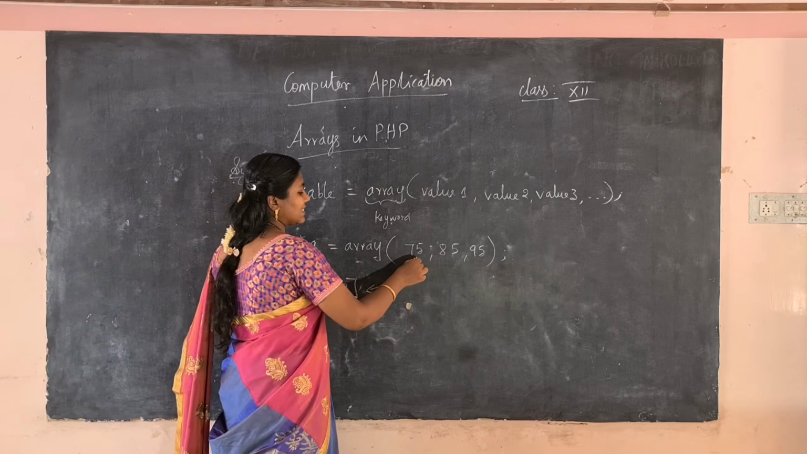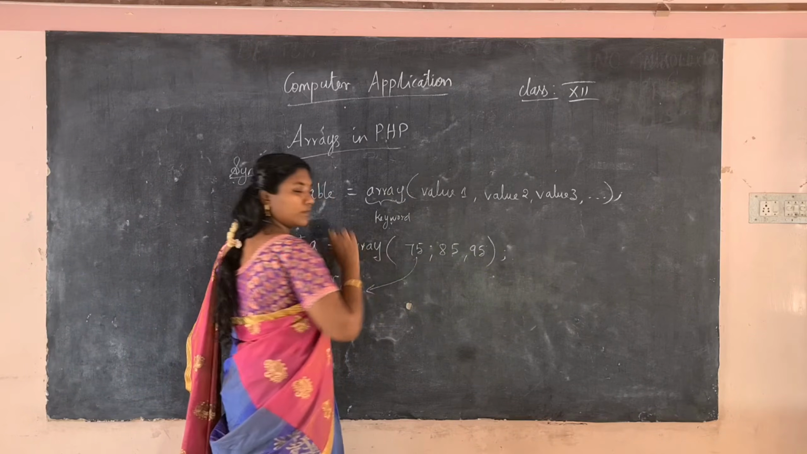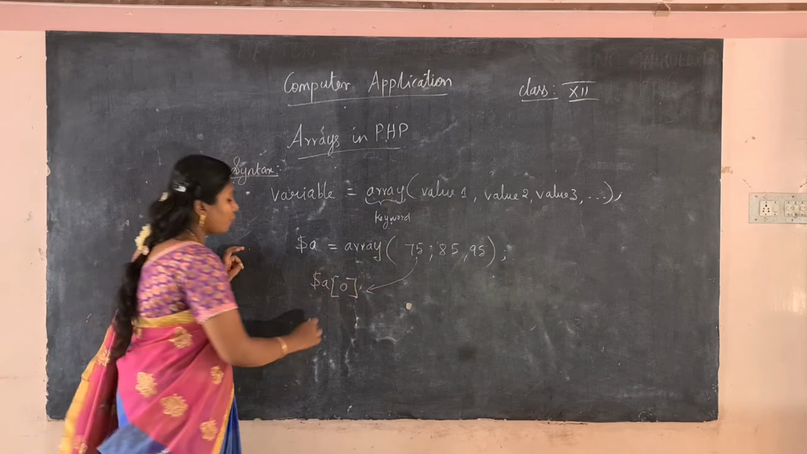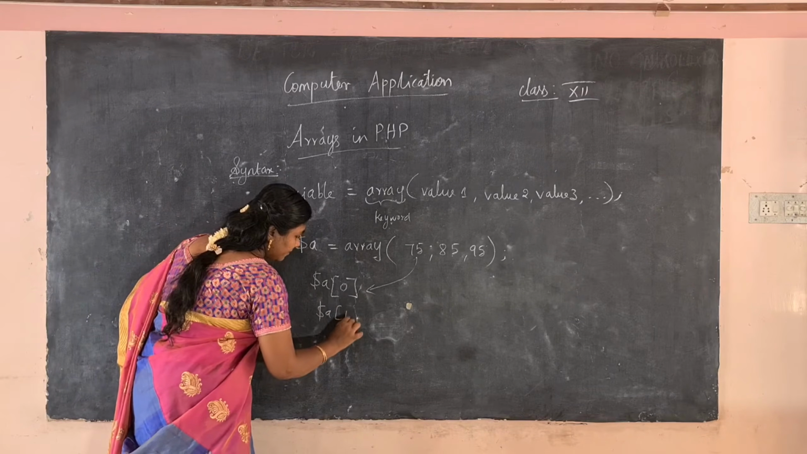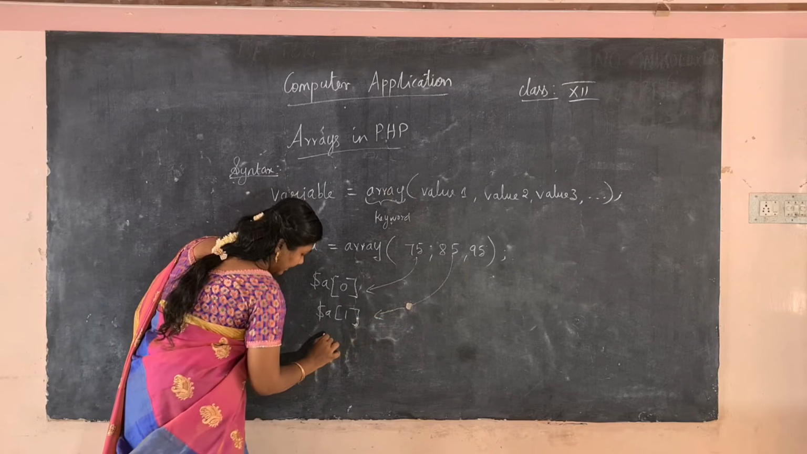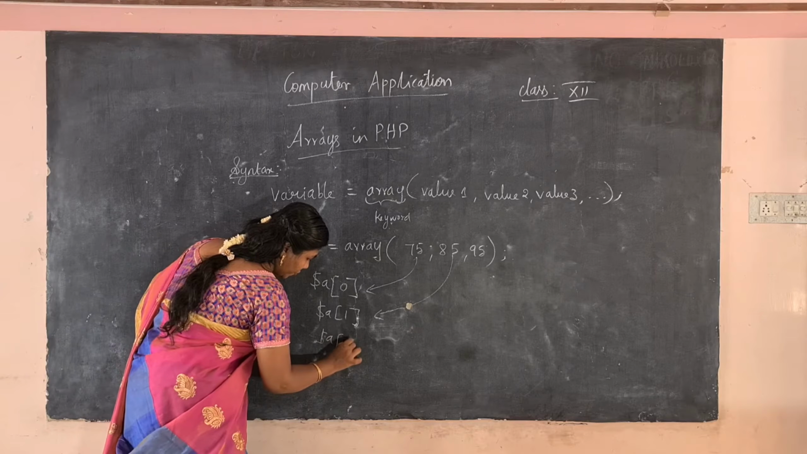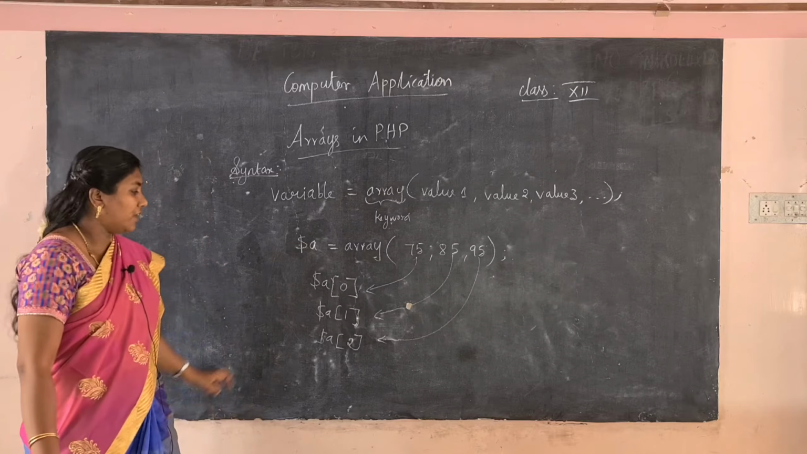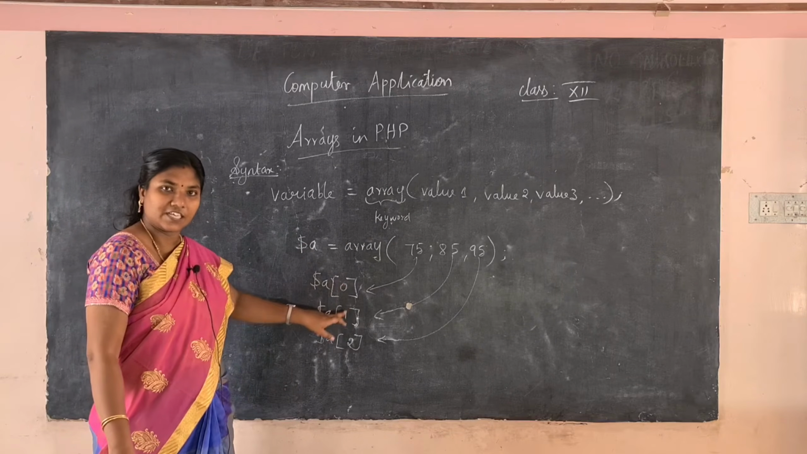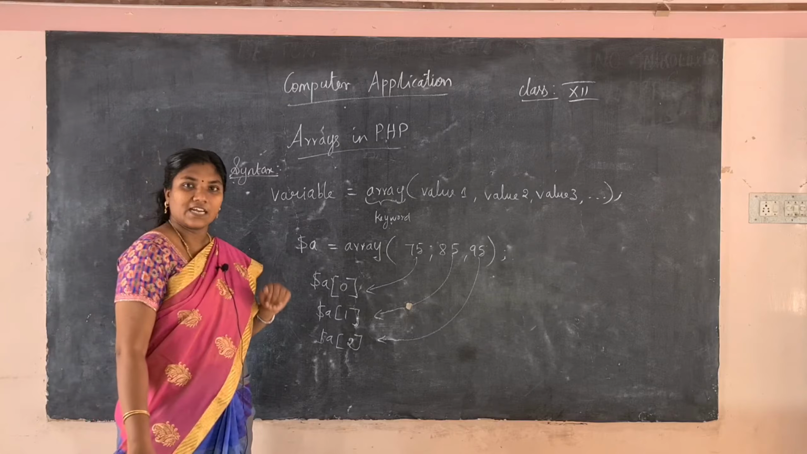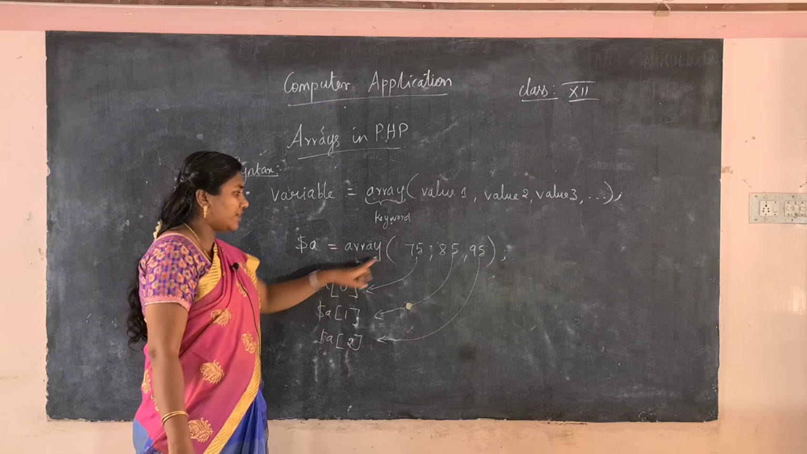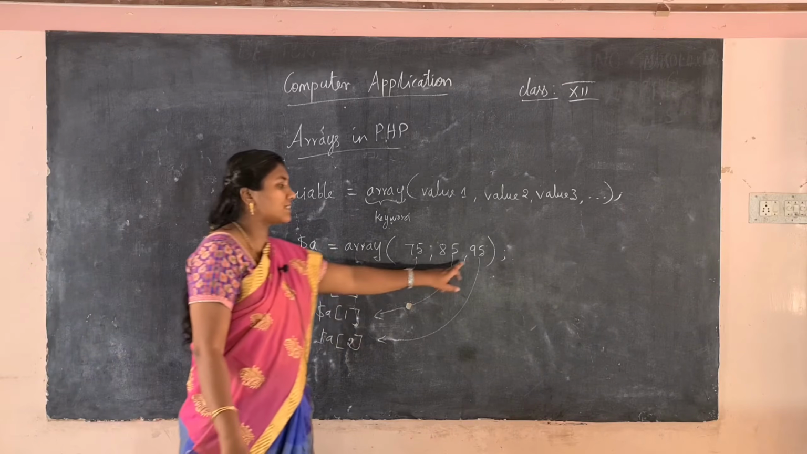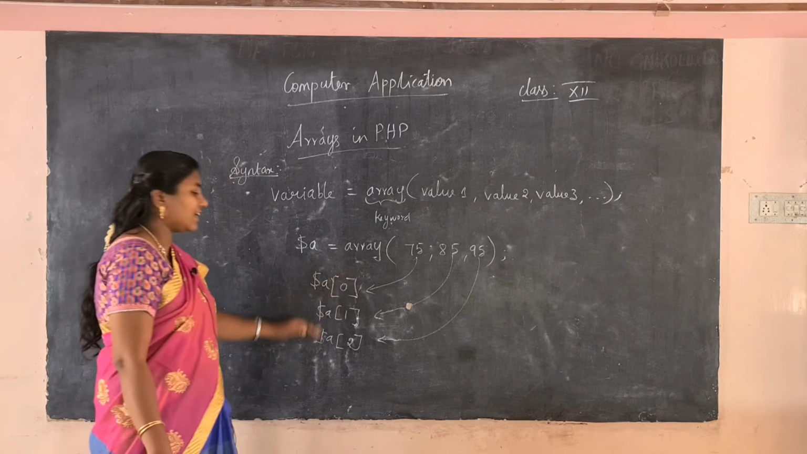The index starts with 0, 1, 2. So dollar A of 0 is 75, dollar A of 1 is 85, and in the variable A of index 2 you will have the value 95. First index starts with 0. For every array the index starts with 0. So A of 0 is 75, A of 1 is 85 and A of 2 is 95. This is the array concept.